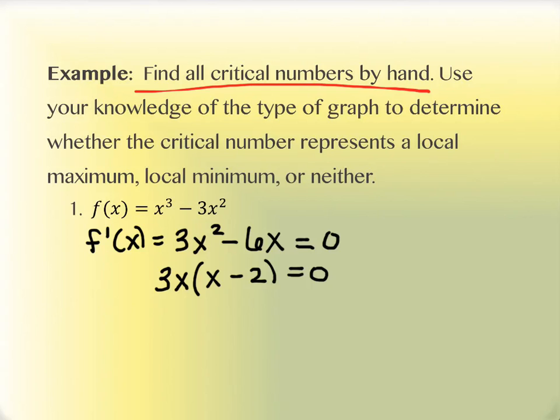Is everybody good with that step? Okay. And then what we're going to do next is set each part equal to 0. This is where your college algebra stuff that you've done before comes into play. So we're going to set each of these parts equal to 0. In the first place, we find out that x is equal to 0. And in the second one, we find out x is equal to 2.